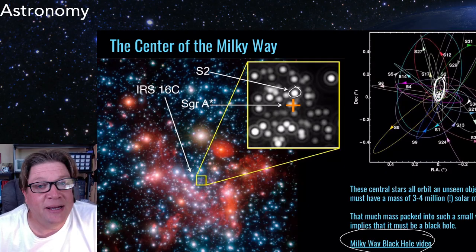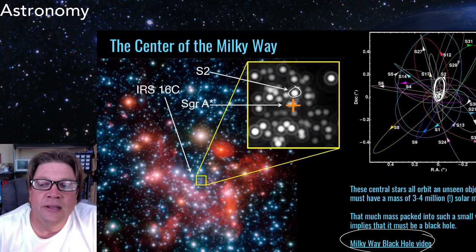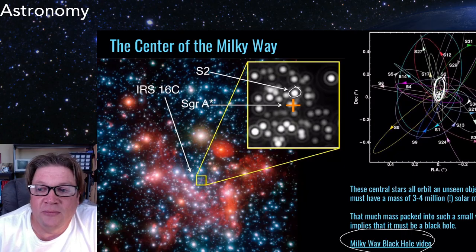And it's tightly packed into an area which could only be a black hole. So this was conclusive evidence. There is a supermassive black hole, about 4 million suns of mass, at the center of our galaxy.